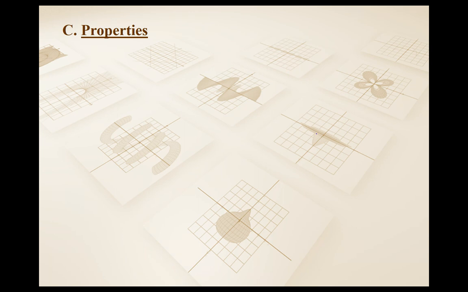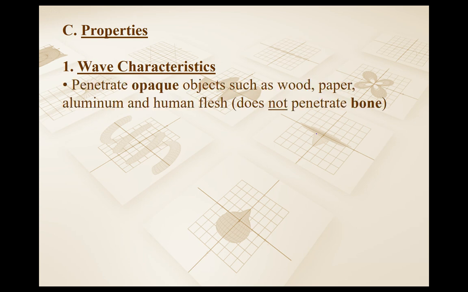Now, a few properties of this, we're going to break it into the two different parts of the X-ray photon, its wave nature and its particle nature. Let's look at the wave characteristics first. The wave characteristic of an X-ray is you have the ability for it to pass through objects such as wood, paper, aluminum, and human flesh. So X-rays can pass through opaque objects like that black piece of cardboard. However, if materials are really, really dense like bone, then they cannot pass through it, but they are allowed to pass through some opaque objects. And that is a wave characteristic.